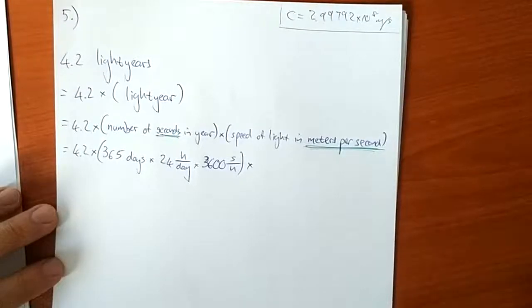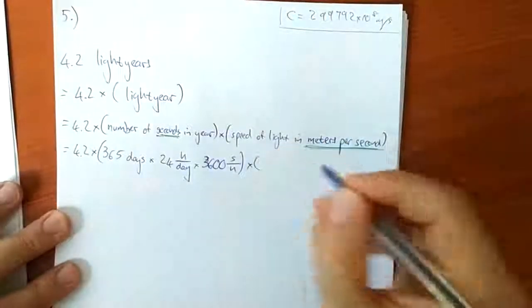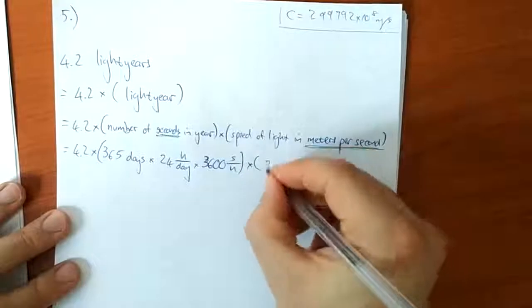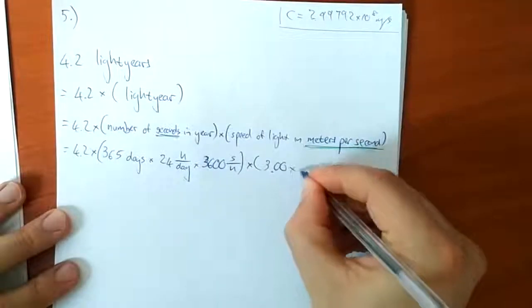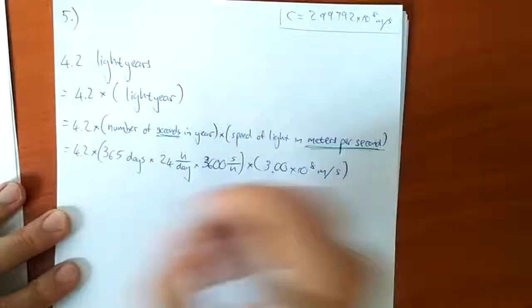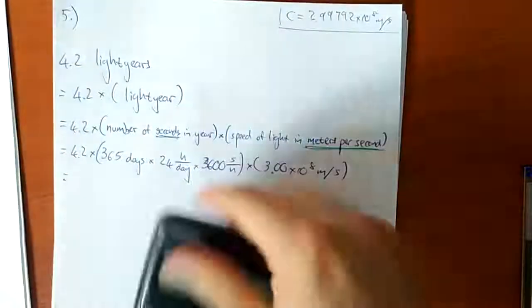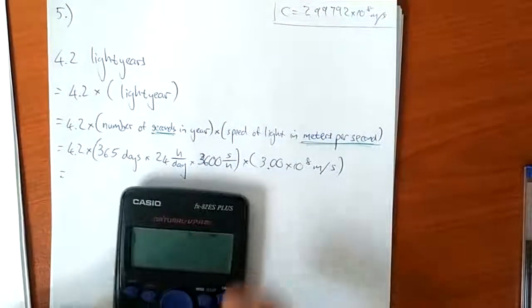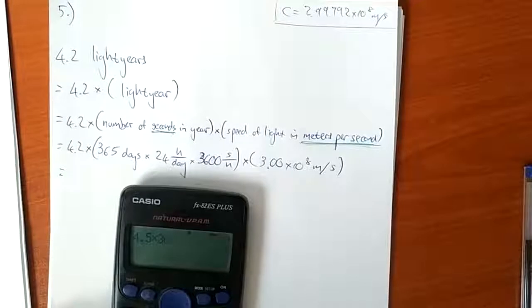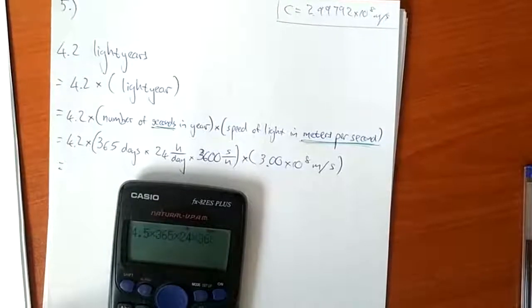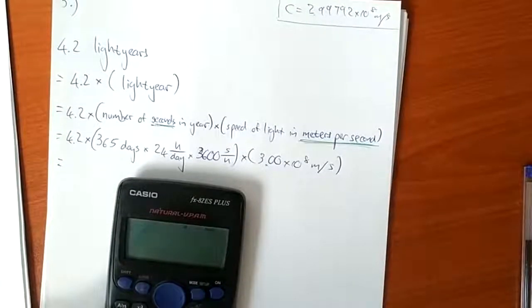Okay, speed of light, meters per second. Okay, let's just put this in. I think 3 significant figures is sufficient. So 3, okay, and then you just calculate this entire thing. Okay, so it's 4.2 times 365 times 24 times 3600 times 3 times 10 to the power 8. Good, that's that entire thing.